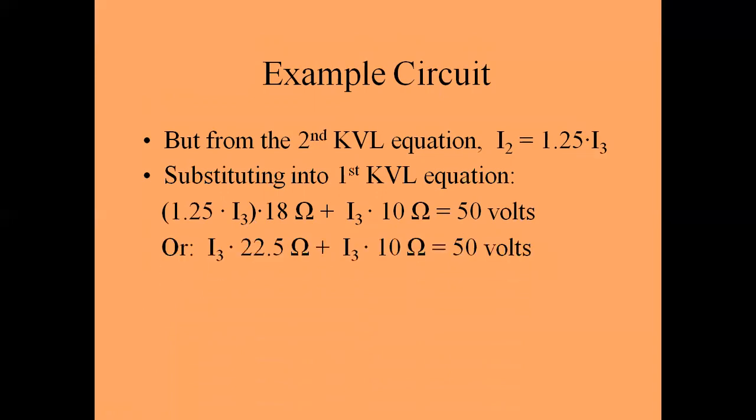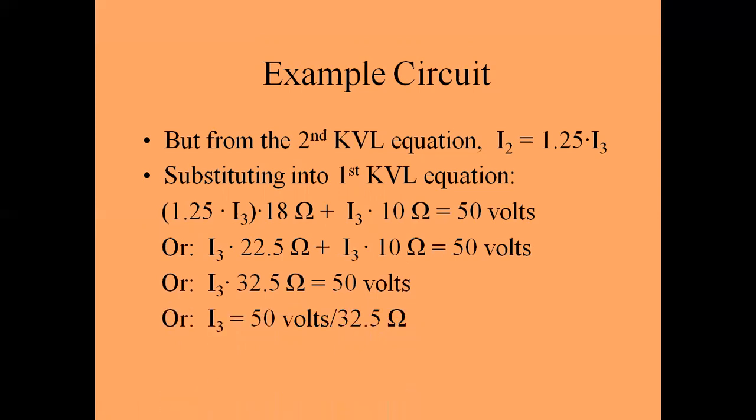We can take I3 common, or otherwise by solving this, 18 into 1.25 becomes 22.5. Hmm, so 22.5 I3 plus 10 I3 is equal to 50 volt. Adding it, you will get 32.5 I3 is equal to 50 volt. And from this we will get the value of I3 is equal to 50 upon 32.5, and that is 1.538 amperes. So we got the value of I3.